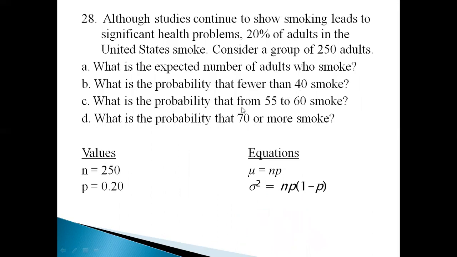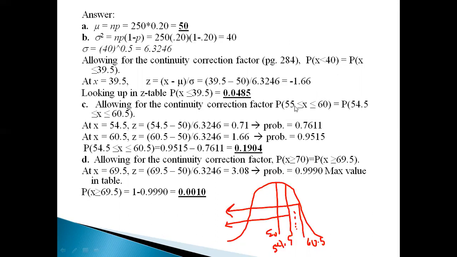Now, what is the probability that from 55 to 60 smoke? Well, again, we're going to allow for that continuity correction factor, and instead of 55 to 60, we're going to go 54.5 to 60.5, and so we need to use those values in our z equation. And so 54.5 minus 50 divided by 6.3246 gives us 0.71. Looking that up, we get a probability of 0.7611. At 60.5, we end up with 1.66 after we plug it in the same equation, and that gives us a probability of 0.9515.